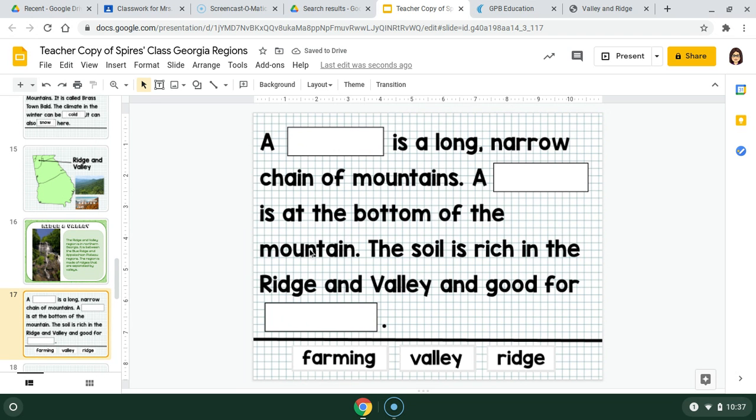All right, we've got farming, valley, and ridge. A blank is a long, narrow chain of mountains. What did we say was a long, narrow chain of mountains? A ridge. A blank is at the bottom of the mountain. A valley.